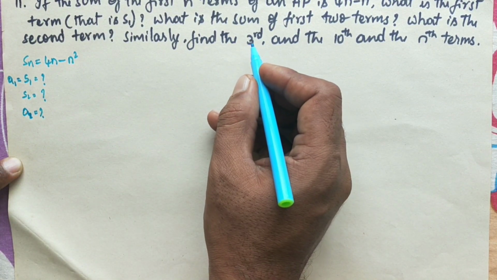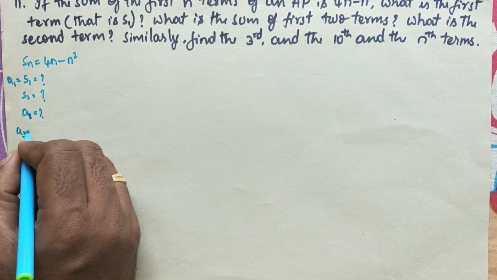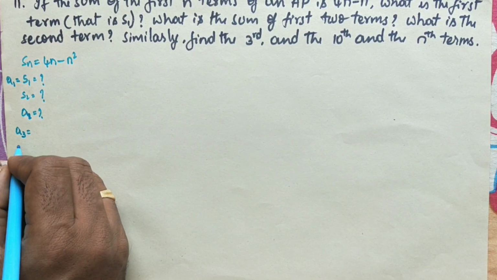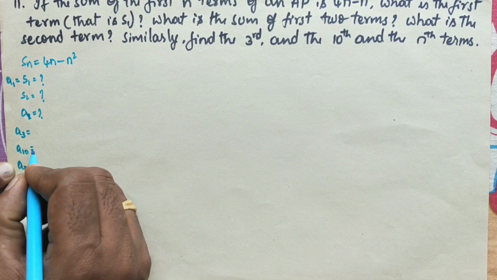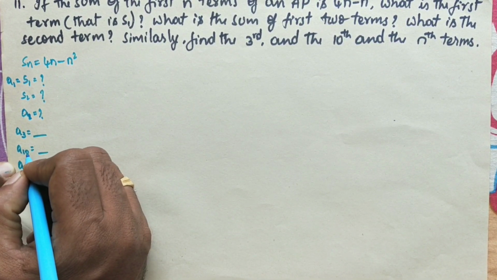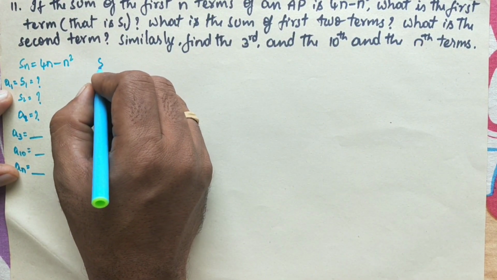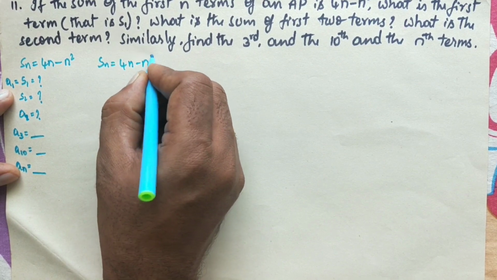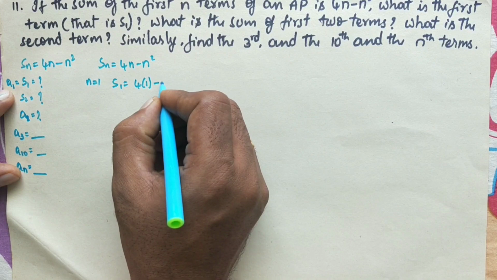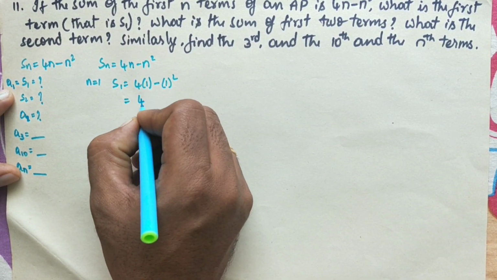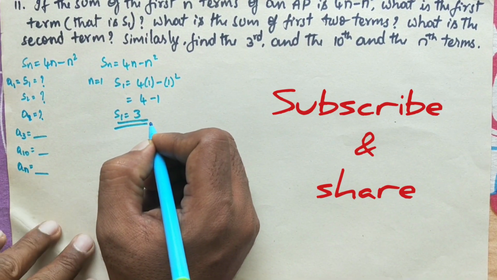Similarly, find the third term A3, the 10th term A10, and the nth term An. We should find all these terms. So first we will be calculating using this formula, Sn is equal to 4n minus n square. So n is equal to 1. S1 is equal to 4 into 1 minus 1 square. So it is equal to 4 minus 1. S1 is equal to 3.